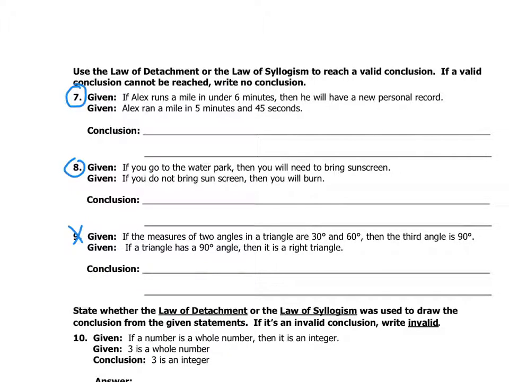Number 8, this is a syllogism. This is the middleman. We're going to get rid of the middleman. If you go to the water park, then you need to bring sunscreen. If you do not bring sunscreen, then you will burn. Okay, be careful here. Look at this very carefully. Do not bring sunscreen or you will need sunscreen. Okay, write a conclusion, but again, if it's not a conclusion, you write no conclusion for either of these.